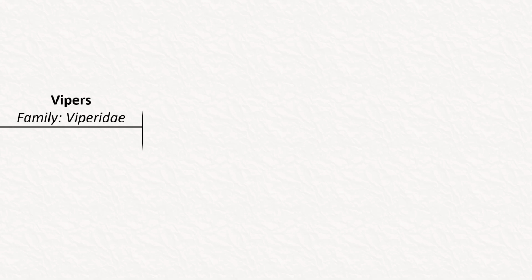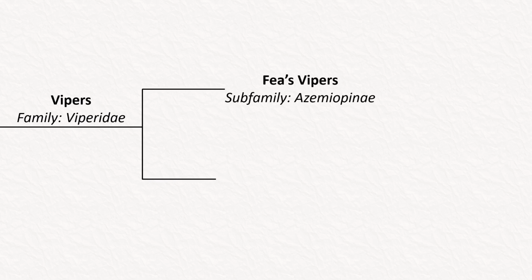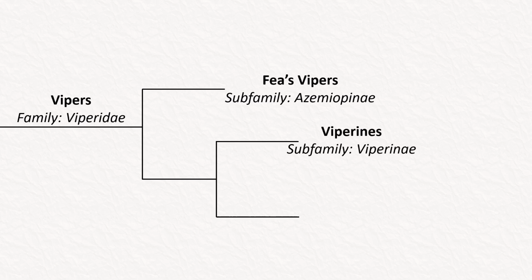Viperidae has three subfamilies. Azemiopinae, or Fea's vipers, is a tiny group with only 2 species in it. Viperinae, or the true vipers, are much more diverse with just under 100 species. The Cottonmouths are in the third subfamily, Crotalinae. This is the largest subfamily with over 150 different species.